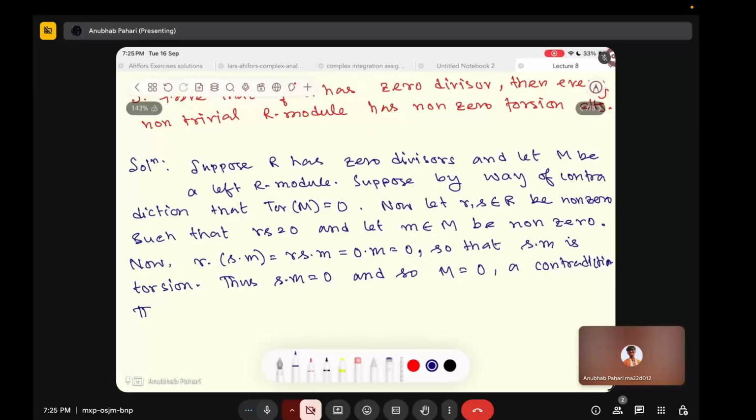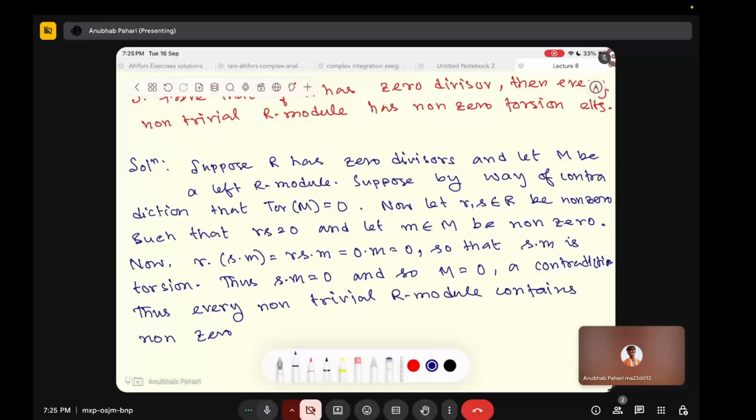Thus every non-trivial R module contains non-zero torsion elements. So we are done.